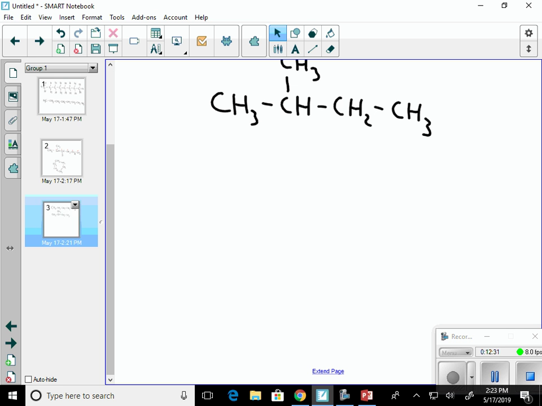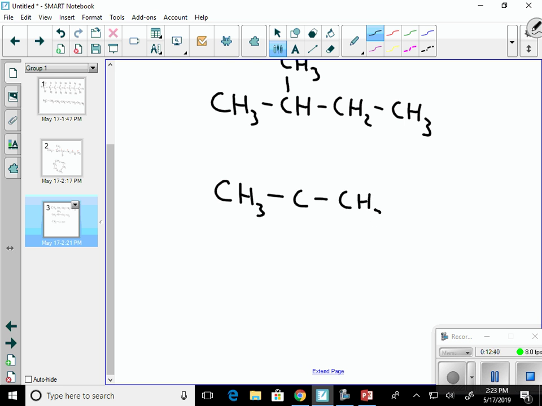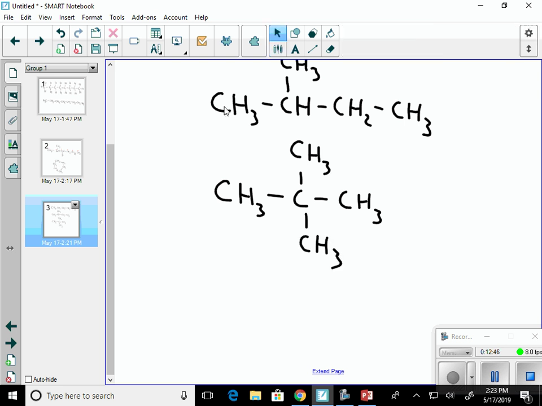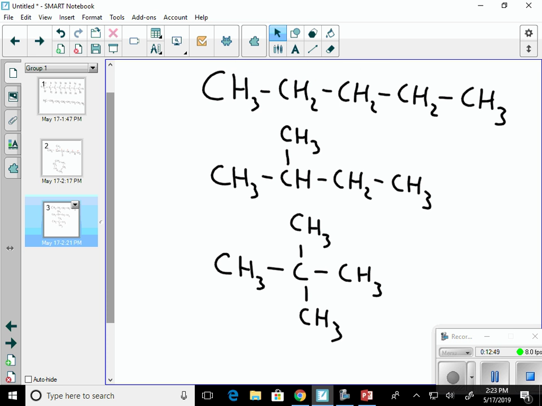However, there is one more isomer of this, and that would be the 2,2-dimethylpropane. Doesn't matter which way you number this. I can number it 1, 2, 3. I can number it 1, 2, 3. No matter how you number it, it is 2,2-dimethylpropane.